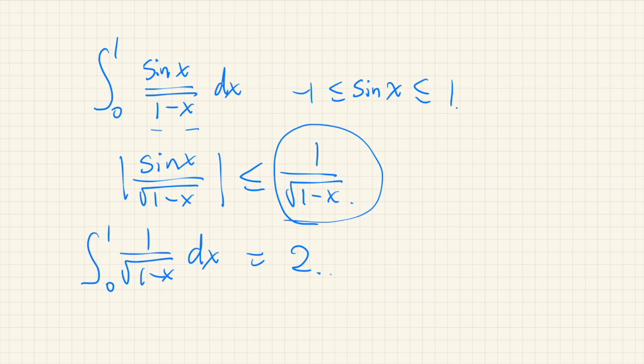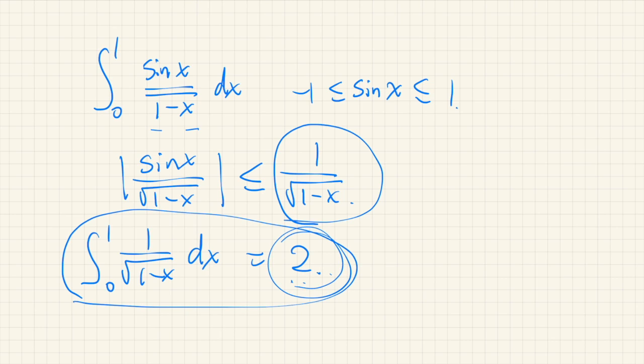So it is convergent. So this improper integral has a limit. It converges. Therefore, although we cannot calculate the exact value of this integral, we can say that it does converge to some value. It doesn't diverge.